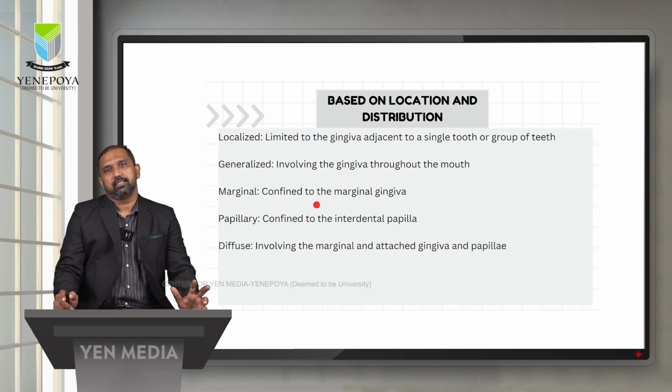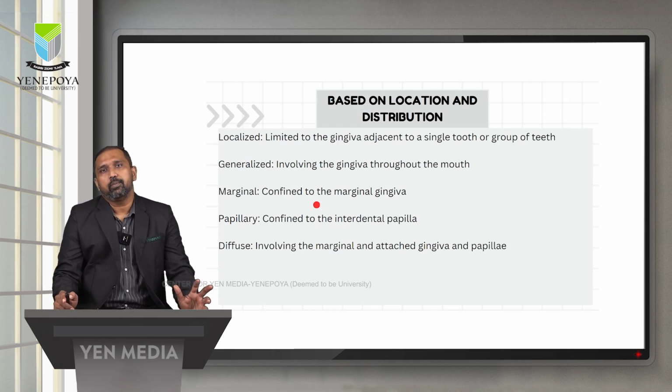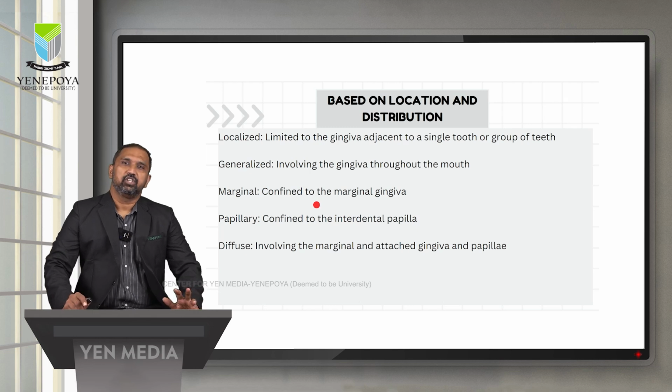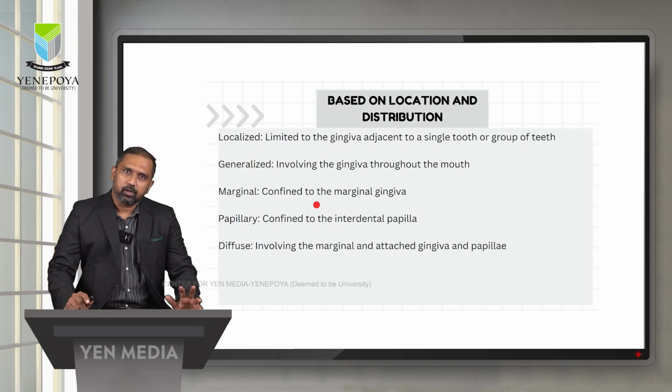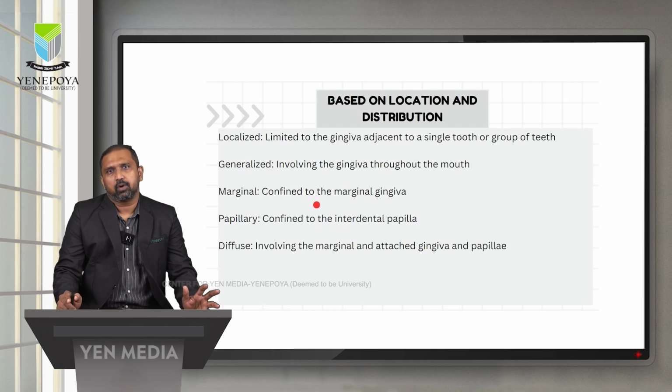How do we classify based upon the location and distribution of these enlargements? Localized, that is when the gingival tissues are enlarged only around a few teeth, a single tooth or a group of teeth, is called a localized enlargement. Generalized means all the teeth are involved, or the tissues of almost the full mouth are involved, and then it is called a generalized enlargement.